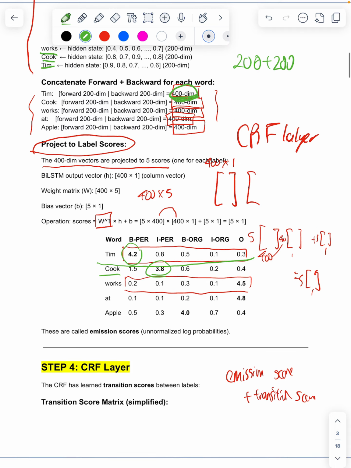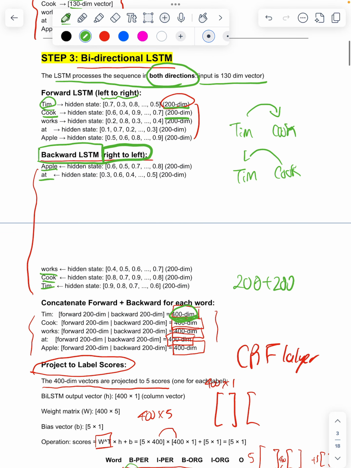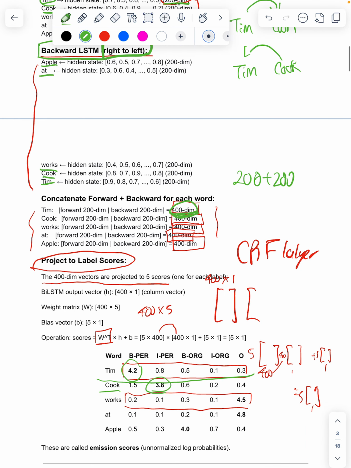Now this is where it can get potentially confusing. CRF stands for conditional random field. The 400-dimensional vectors are projected to 5 scores. How does it do that? I think it does it by this formula: W transpose times H plus a bias vector. This is initially randomized. H would be the input vector, the Bi-LSTM output vector, so this would be 400, right? And then plus V would be a bias vector of 5 by 1.